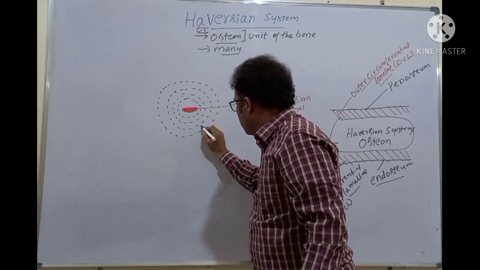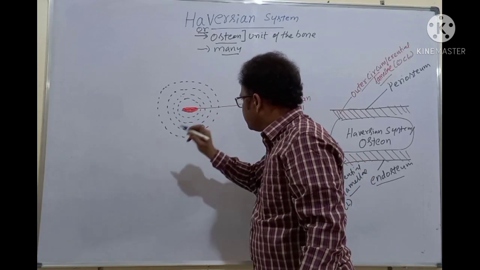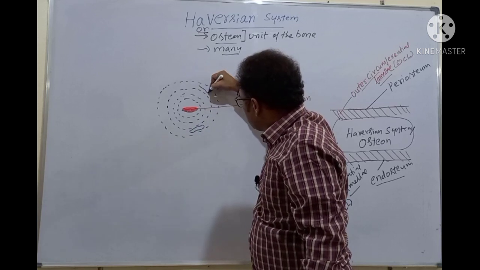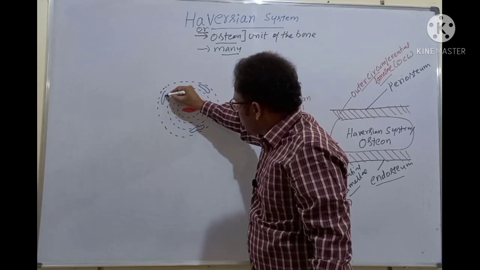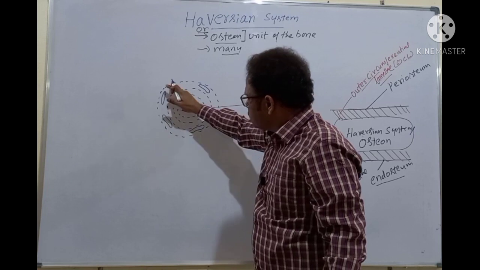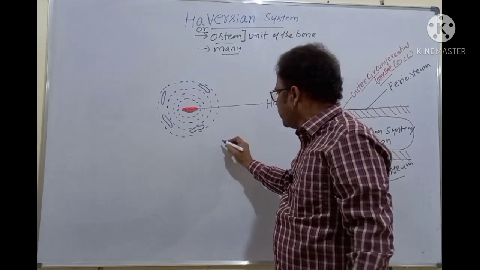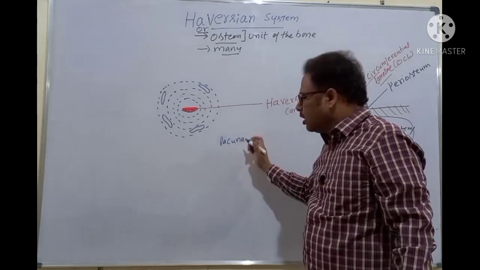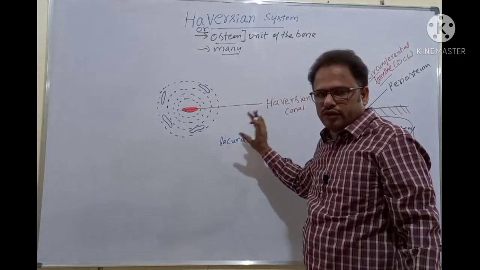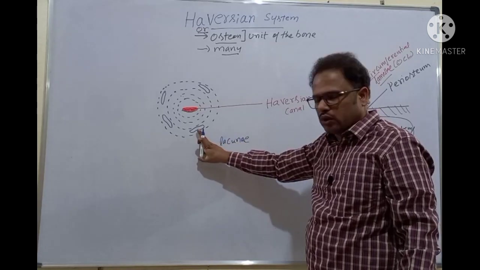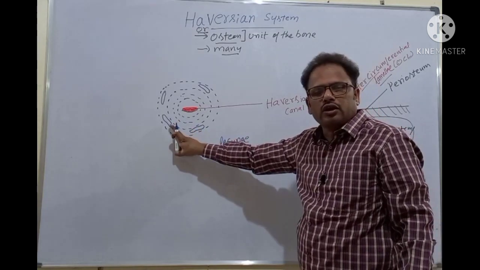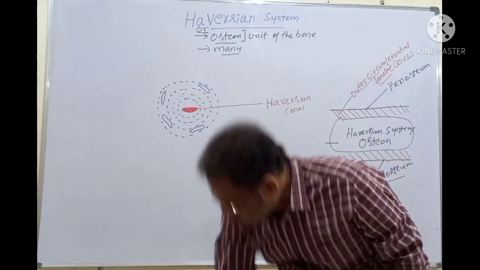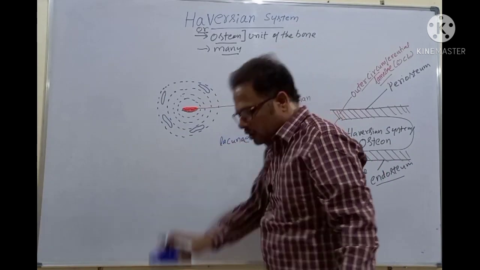So lacuna is present here. This is the lacuna. Here is another lacuna, another lacuna, another lacuna. Like this, many lacunae are there. What is lacuna and what is lacunae? Lacuna means singular, lacunae means plural. That's the difference. Only if one is taken, lacuna. If more than one is there, lacunae. That's it. Okay, students. So these are the lacunae.